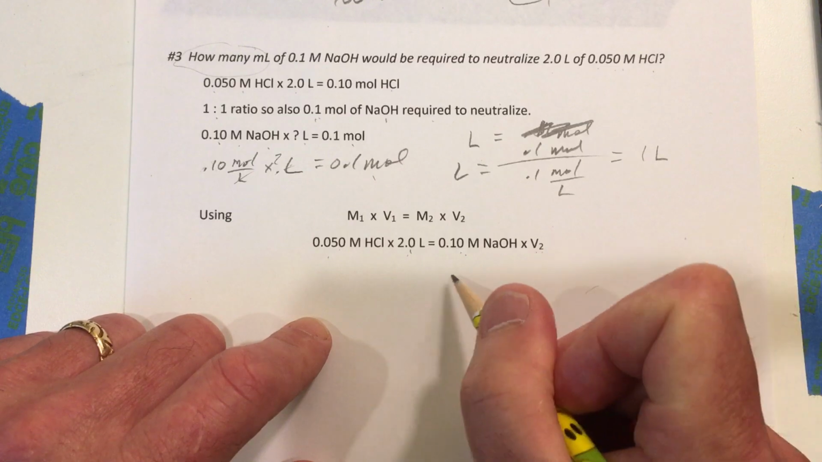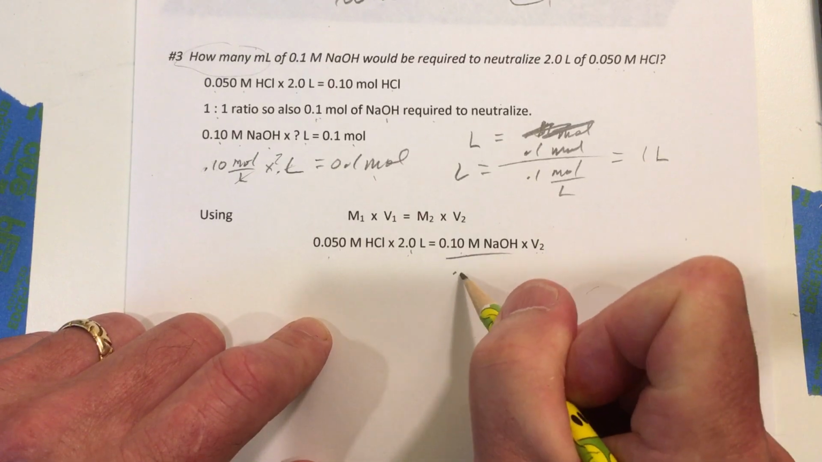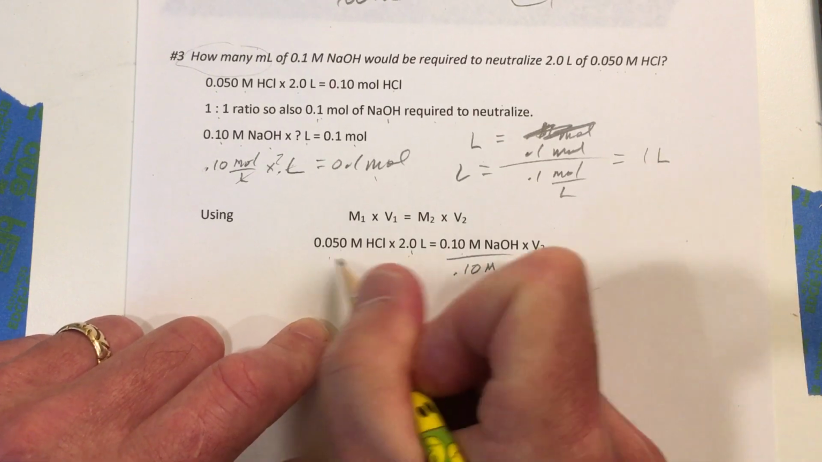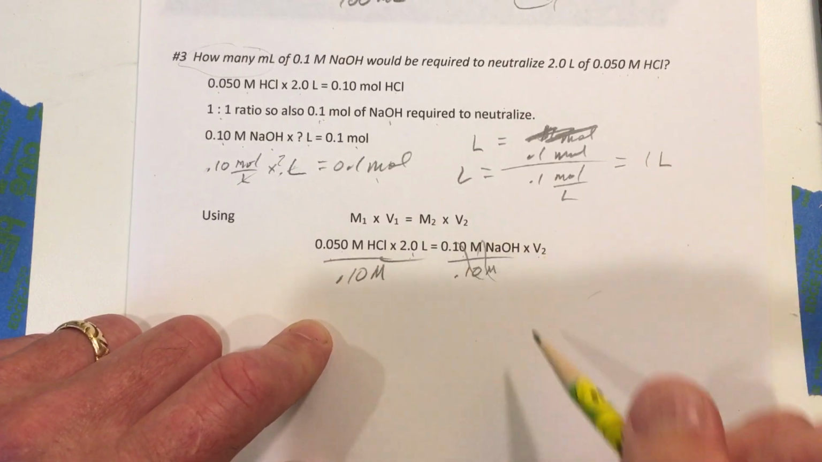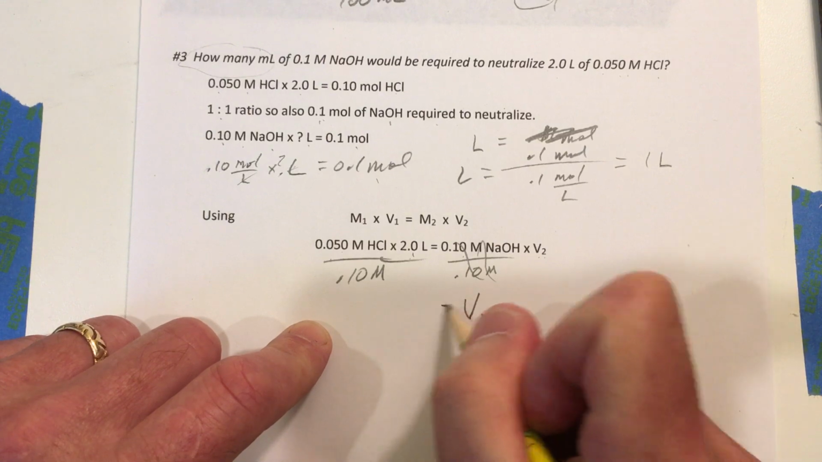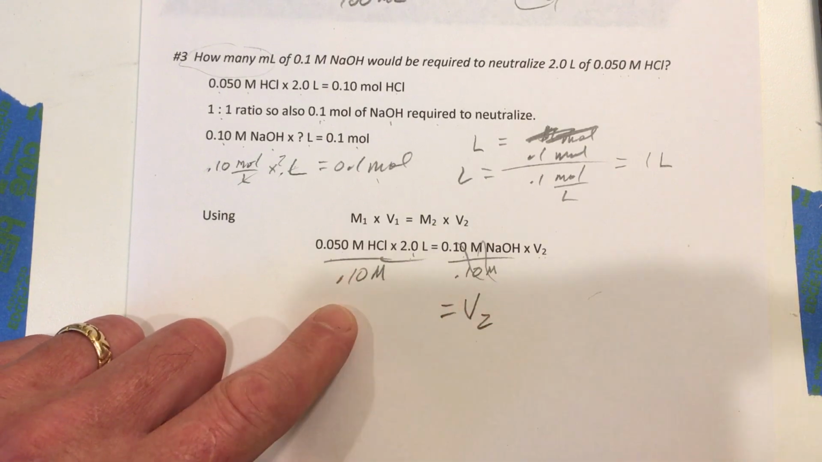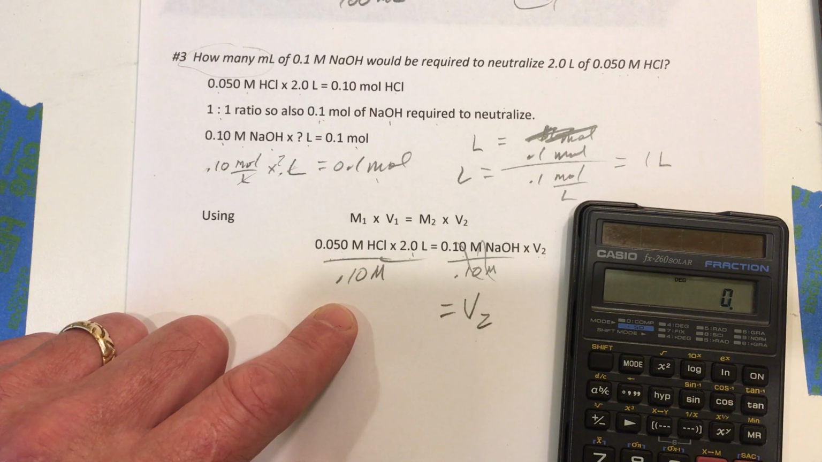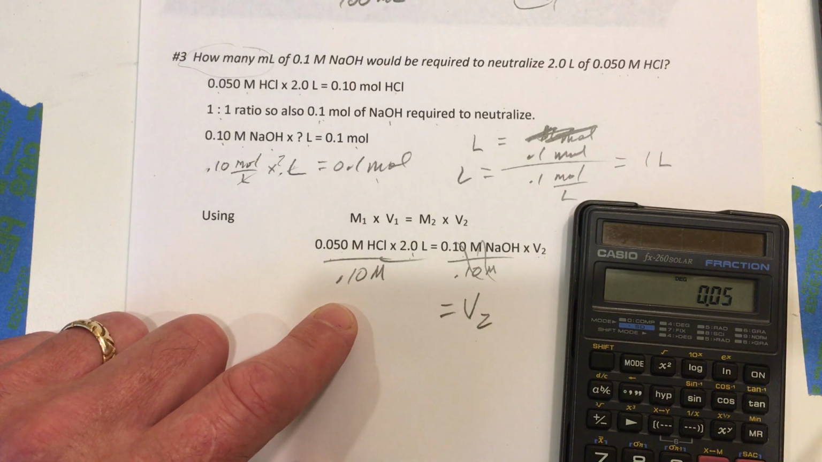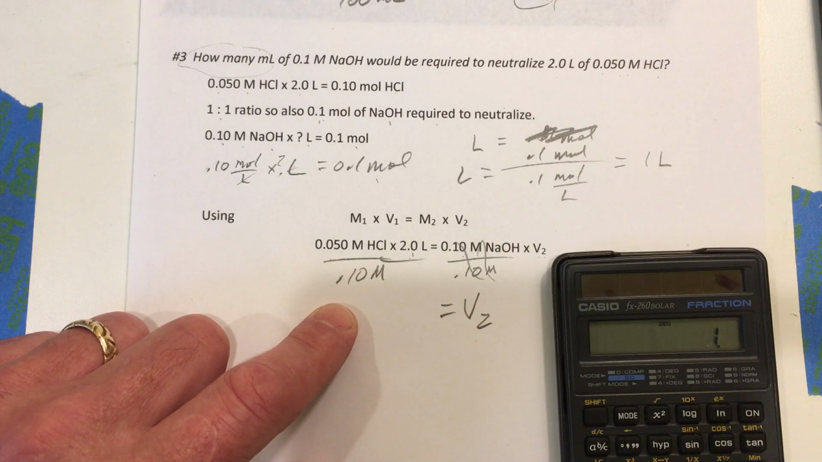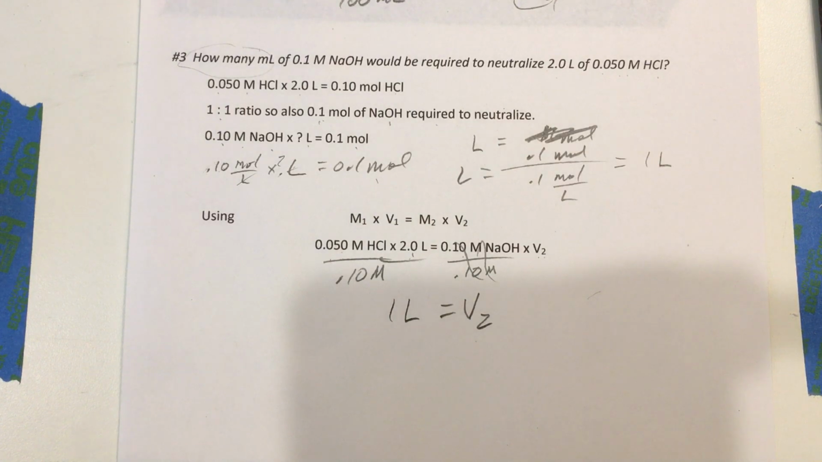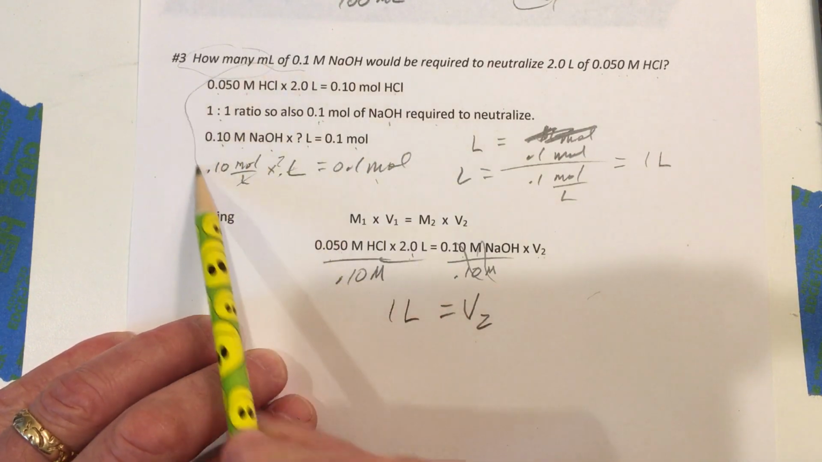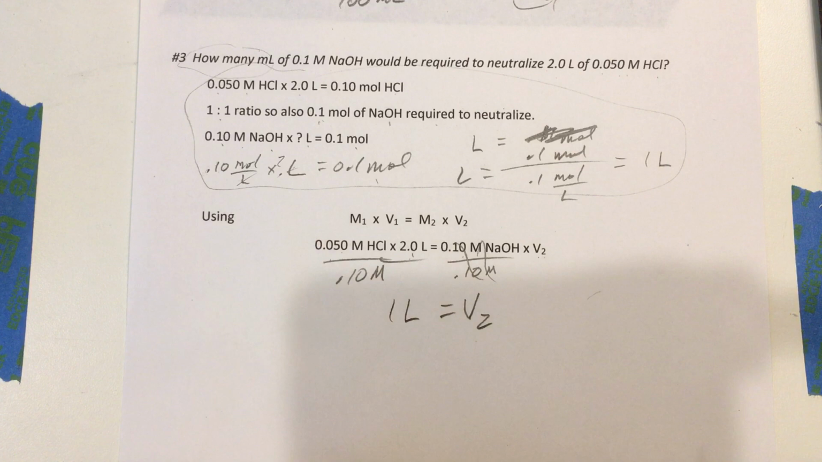So to find V2, I have to divide both sides by 0.1 molar. And those cancel, leaving us with V2 equals 0.05 times 2 divided by 0.1 equals 1 liter. There we go, 1 liter. So it's a real simple equation. I think you'll find it much easier than doing this.